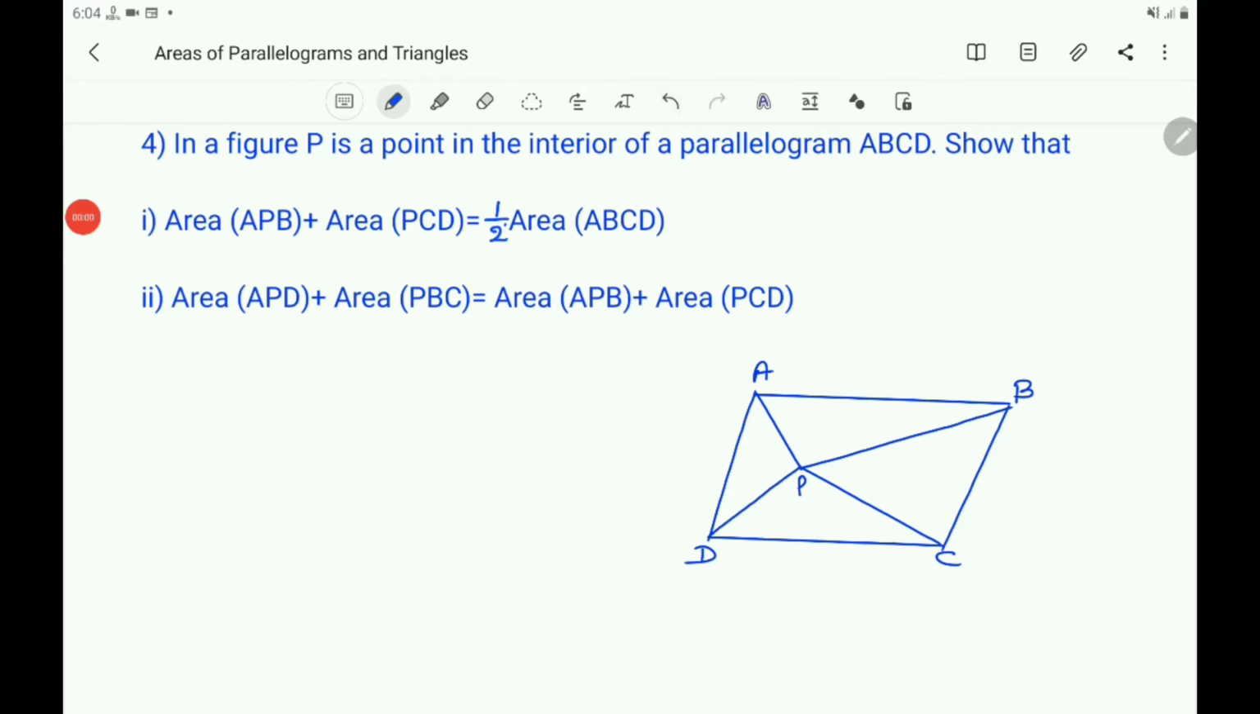First one. Second one is area of triangle APD plus area of triangle PBC equals area of triangle APB plus area of triangle PCD. Now, to prove the first one, let us draw the line passing through P that is parallel to AB.